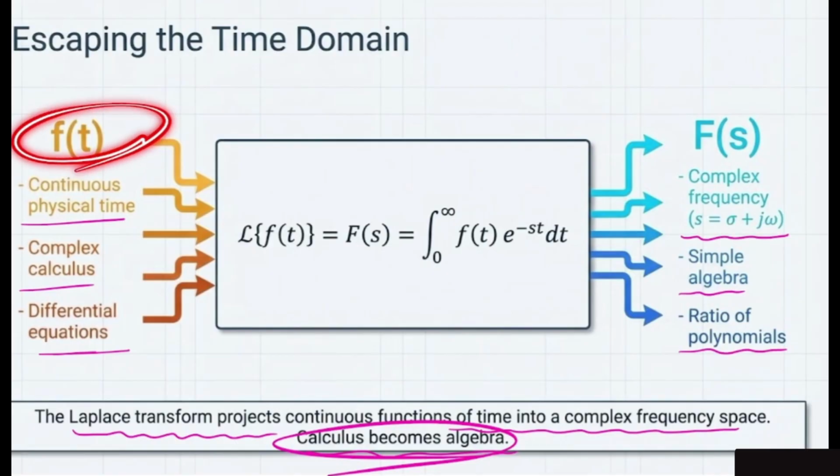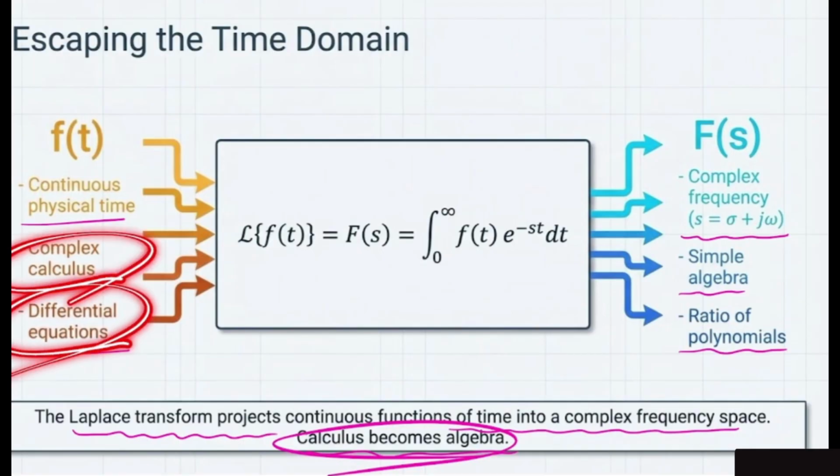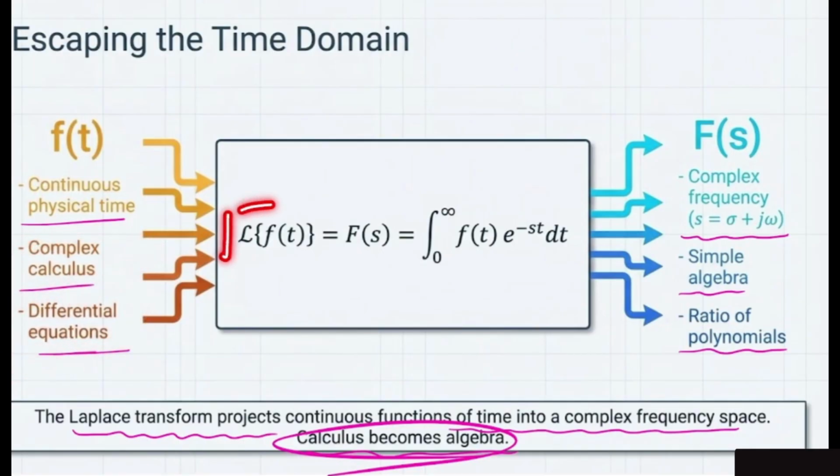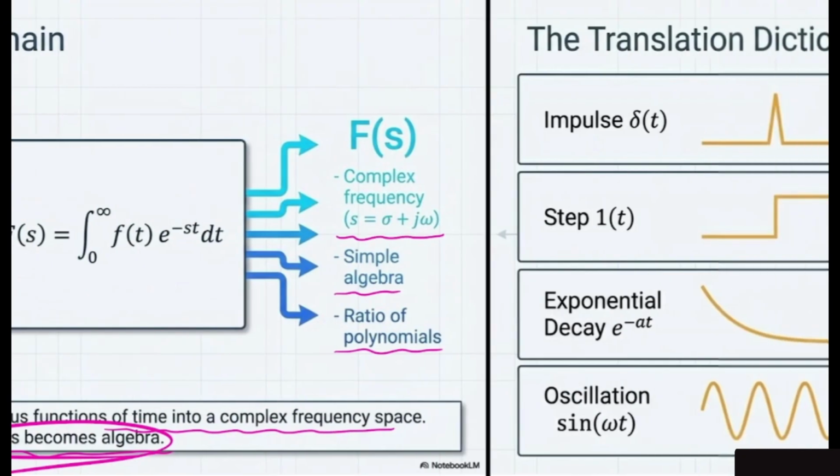So it means that at one point we have the continuous physical system, we have complex calculus, we have a differential equation. We don't like them. That's why we use the Laplace transformation. This takes the input and moves it to the frequency response. So at this point, we have the complex frequency, some simple algebra and the ratio of polynomials. So the Laplace transformation is going to move whatever calculation we have from functions continuous in time into a complex frequency space. And calculus becomes algebra, and we like algebra, so let's talk about it.